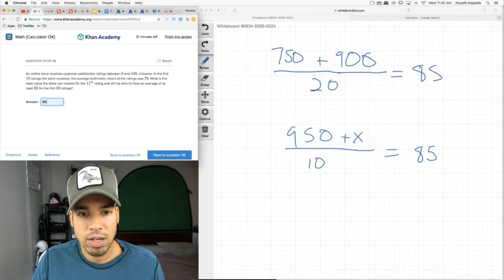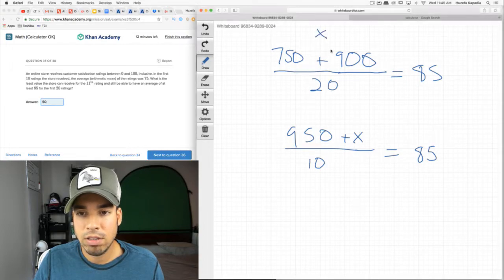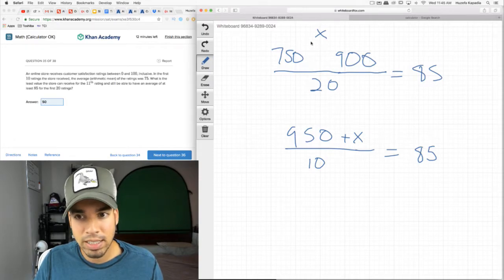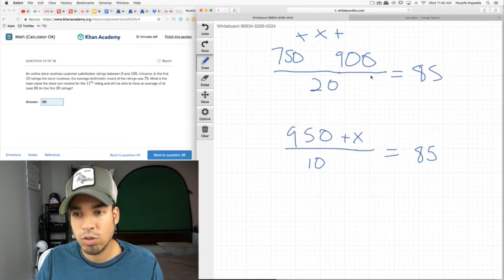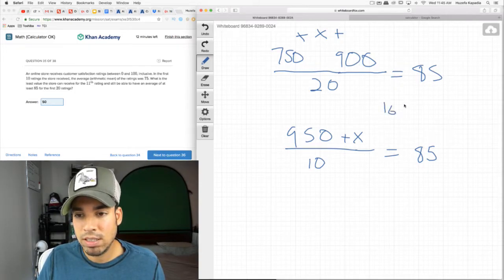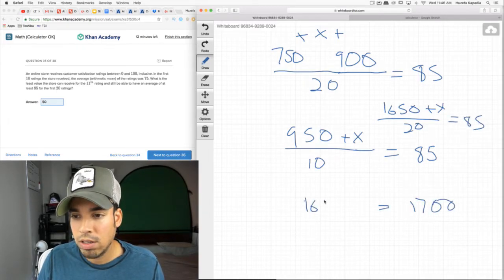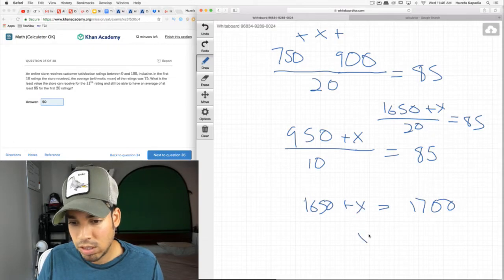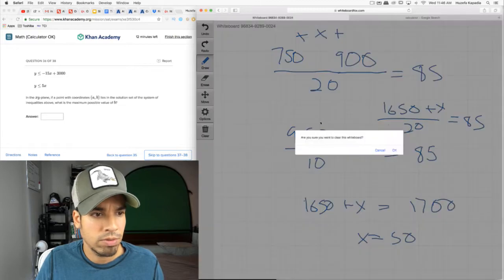All right, so here's what was going on. This is where I messed up. So that 11th one should be the x in here, okay? And then the most we can get on those other remaining 9 would be 100, so 900. So it's like 750 plus x plus 900 over 20. And then this would be 1650 plus x over 20 equals 85. And then we get 1700 equals 1650 plus x. And then we subtract and we get x equals 50. Okay. That threw me for a loop for a second.